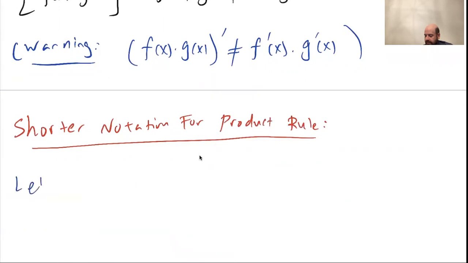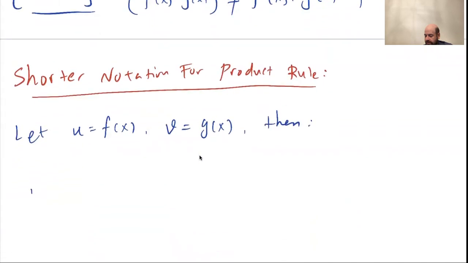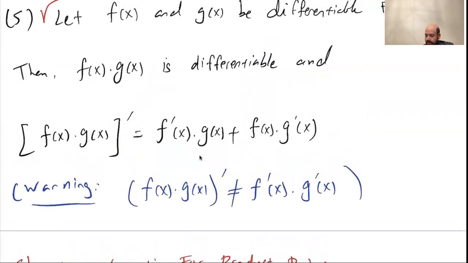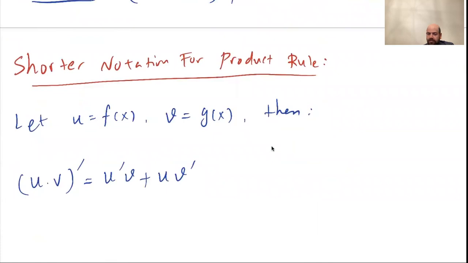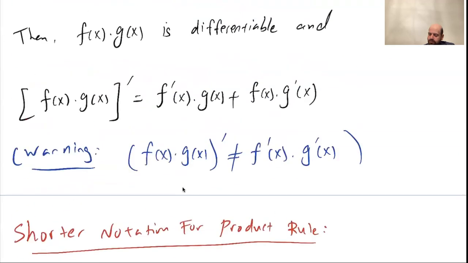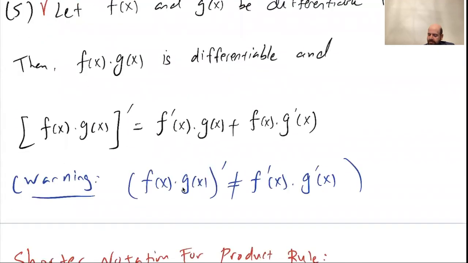Let's say u equals f of x, and let's say v equals g of x. Then we can say that the derivative of u times v is equal to u prime v plus u v prime. See, if I call this one u, call this one v, the derivative of u times v is u prime times v plus u times v prime. So this one is maybe easier to memorize. It's just the same rule, but instead of f of x and g of x, we can call them u and v.